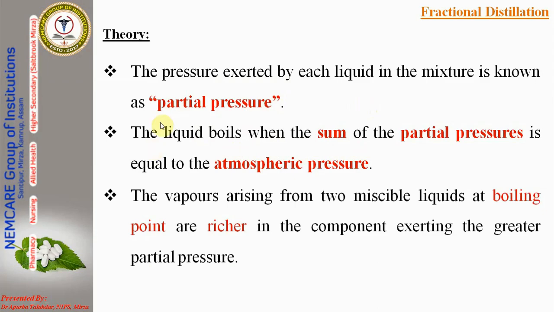So the vapor arising from two miscible liquids at boiling point is richer in the component exerting the greater partial pressure. When two liquids are mixed together and their partial pressure equals the atmospheric pressure, that is when they start boiling. So for that particular system, the vapor of the two-liquid mixture at the boiling point, that means at atmospheric pressure, the liquid which has more vapor pressure will be present in more quantity in the vapor at the point when the liquid starts boiling.